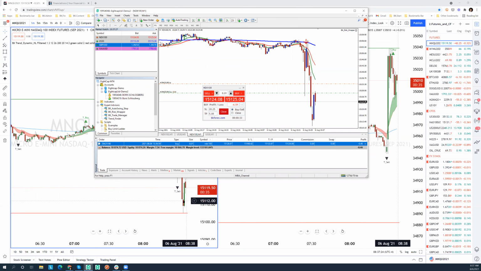I would have loved to have seen a smaller green candle, but it's okay. There are decent big candles, so maybe we should be able to get a little bit more out of it. I would have loved to have had the execution over here, but you can't have perfect setups.